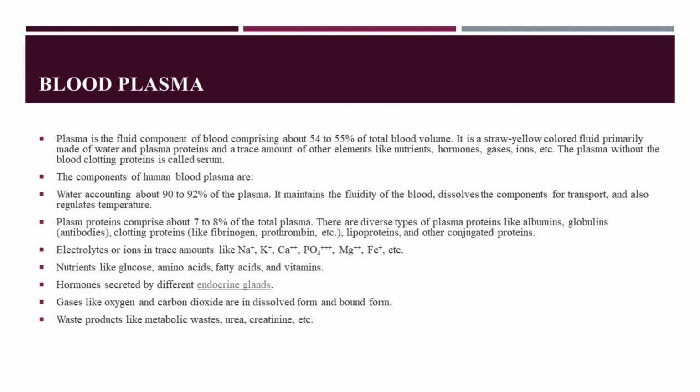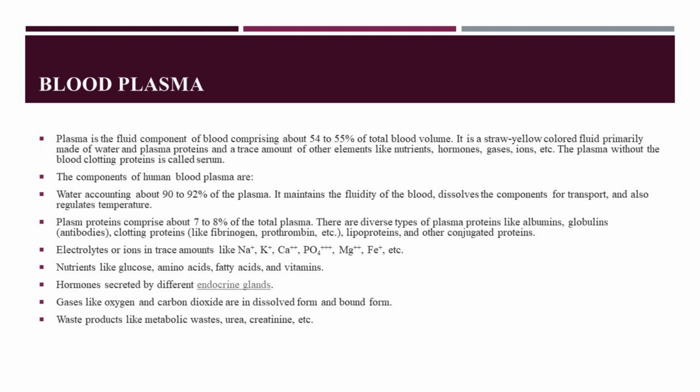The components of human blood plasma are: water, accounting for about 90 to 92% of the plasma. It maintains the fluidity of the blood, dissolves the components for transport, and also regulates temperature. Plasma proteins comprise about 7 to 8% of the total plasma. There are diverse types of plasma proteins like albumins, globulins, antibodies, clotting proteins like fibrinogen, prothrombin, etc., lipoproteins, and other conjugated proteins.